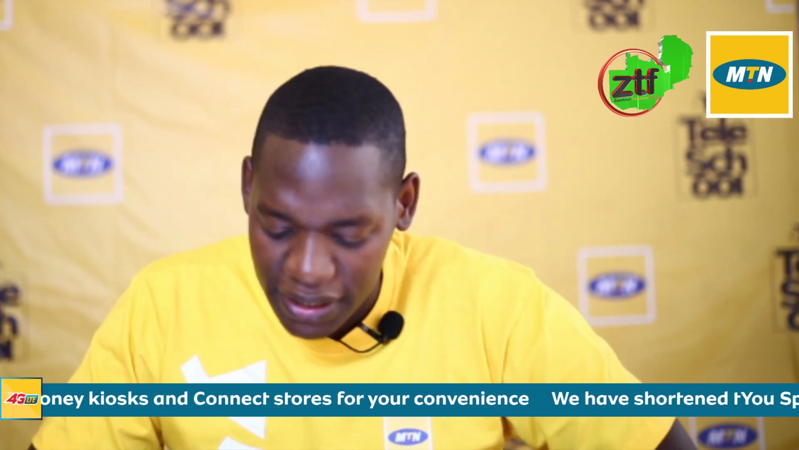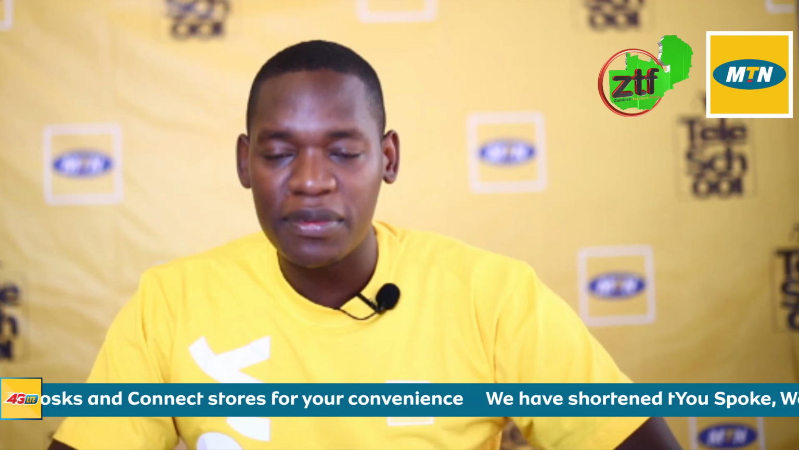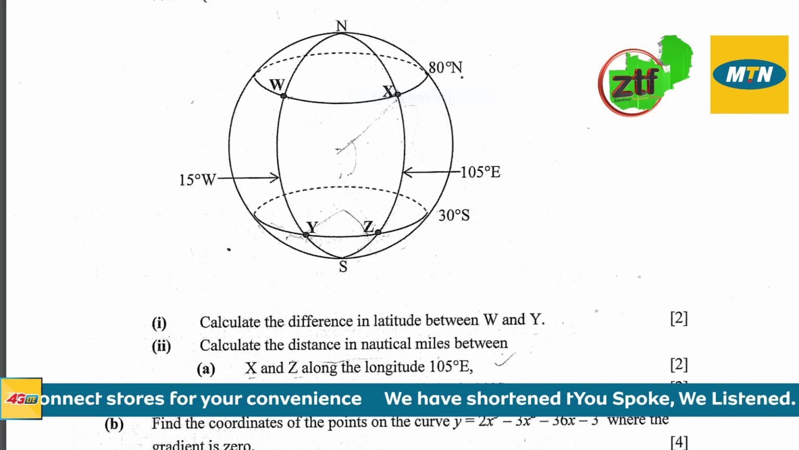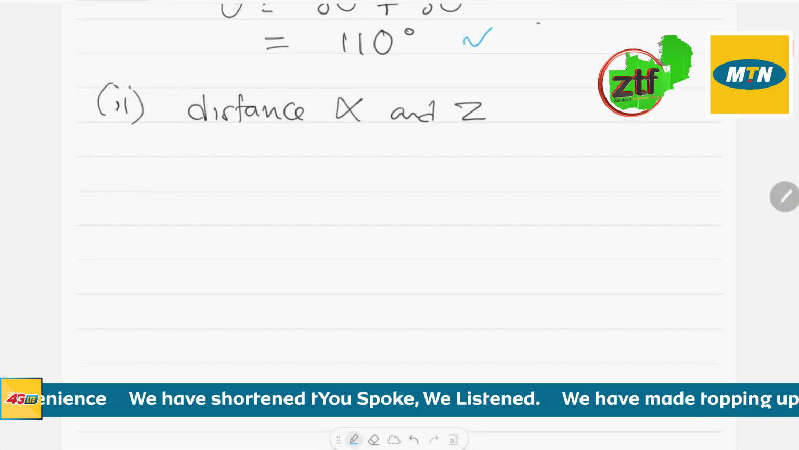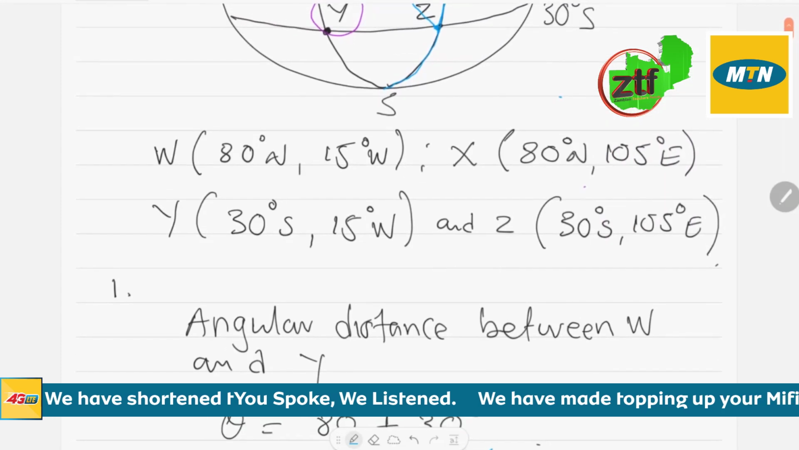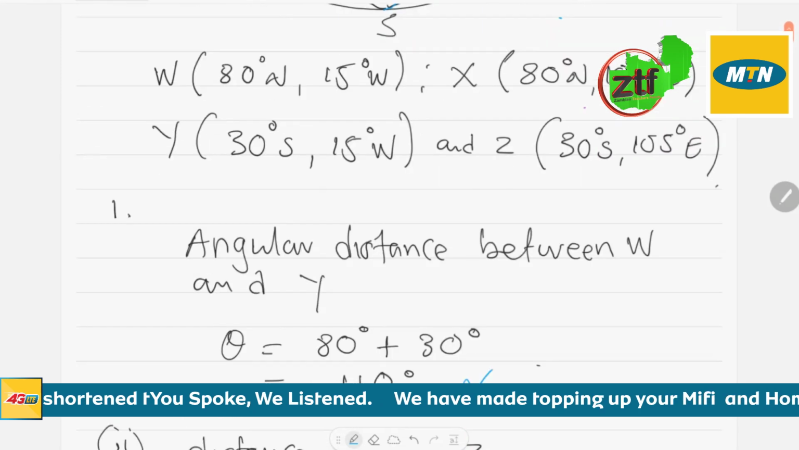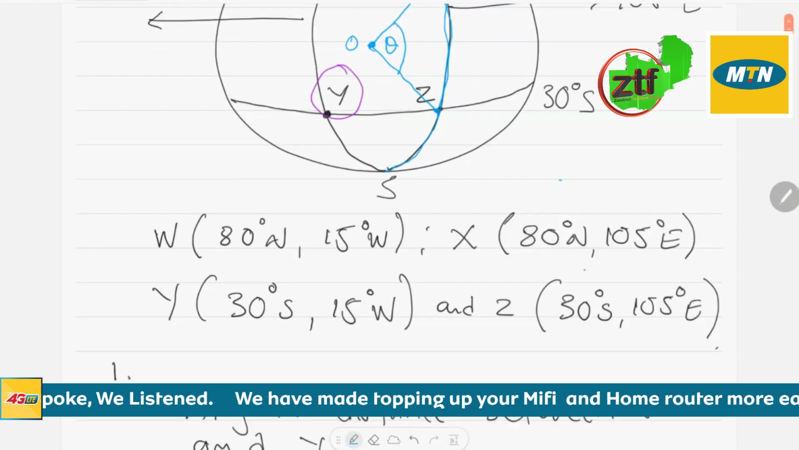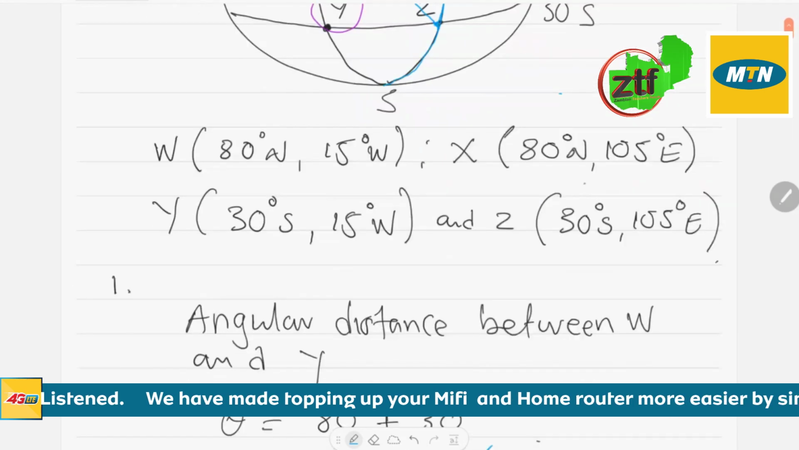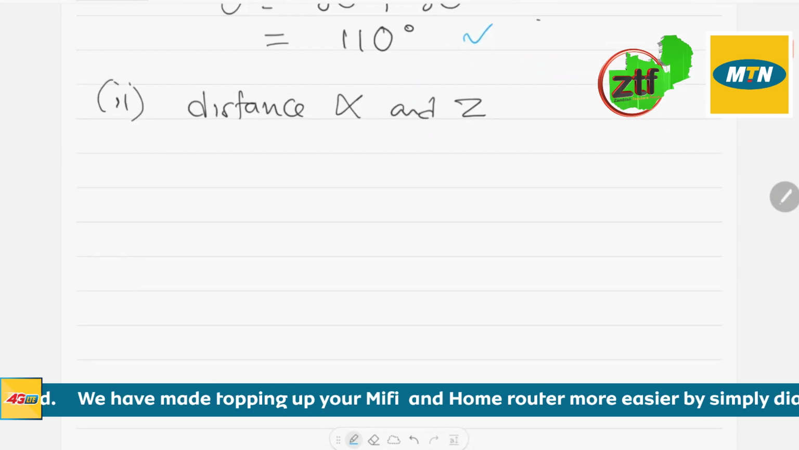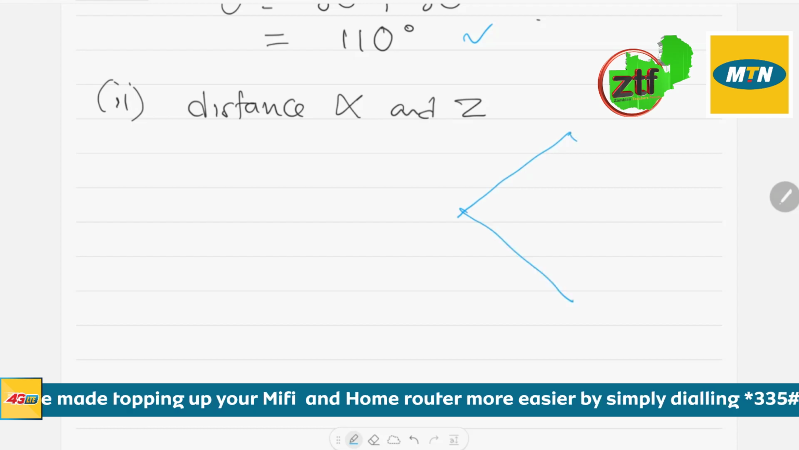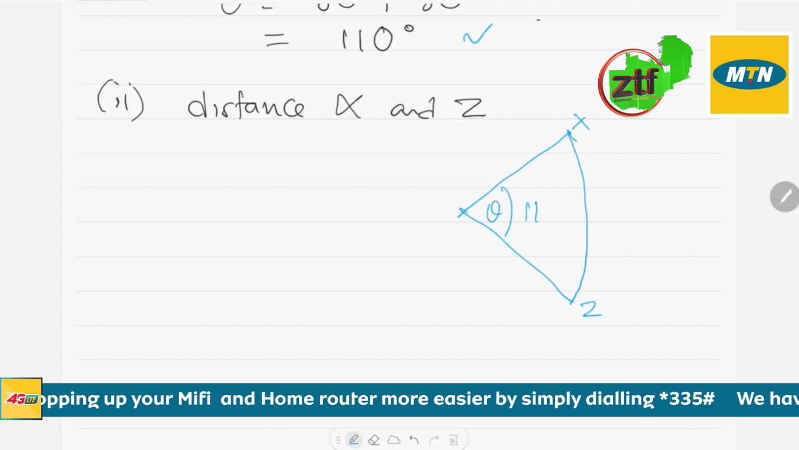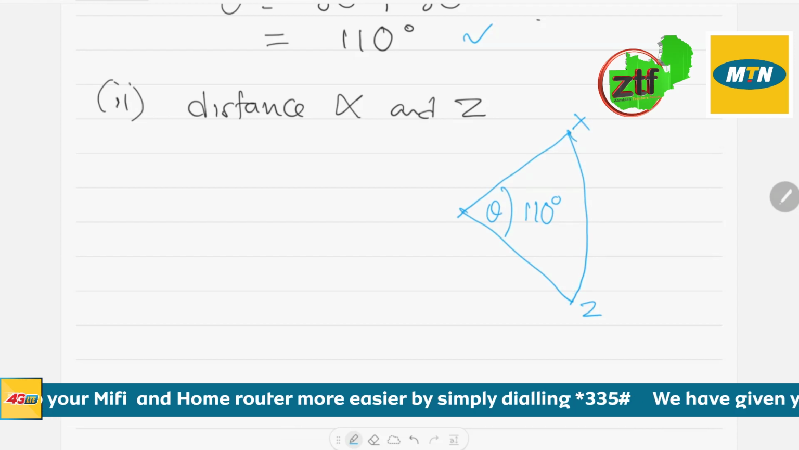So when you calculate the angular distance for points X and Z, you still have the same angular distance as between W and Y, which is the difference in latitude. In this case we have calculated the angular distance as 110. We are calculating the distance in nautical miles between X and Y. Drawing this arc, it will look like this. So this will be point X and this will be point Z. Then we have our angular distance, which in this case is 110. So we find the distance between X and Z, which is the arc length.